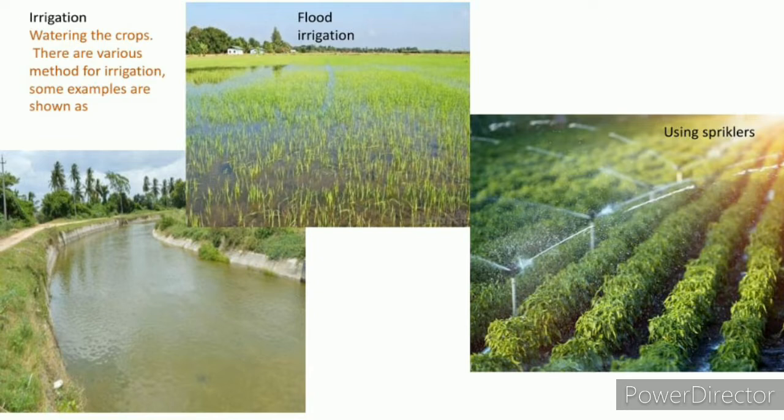Irrigation means watering of crops, because water has to be given to the crops in a proper quantity. If you give extra water, the crop may get rotten. So a proper supply of water has to be done. For supply of water, we need a water source, and there are different methods for irrigation, such as flood irrigation, drip irrigation, or using sprinklers.